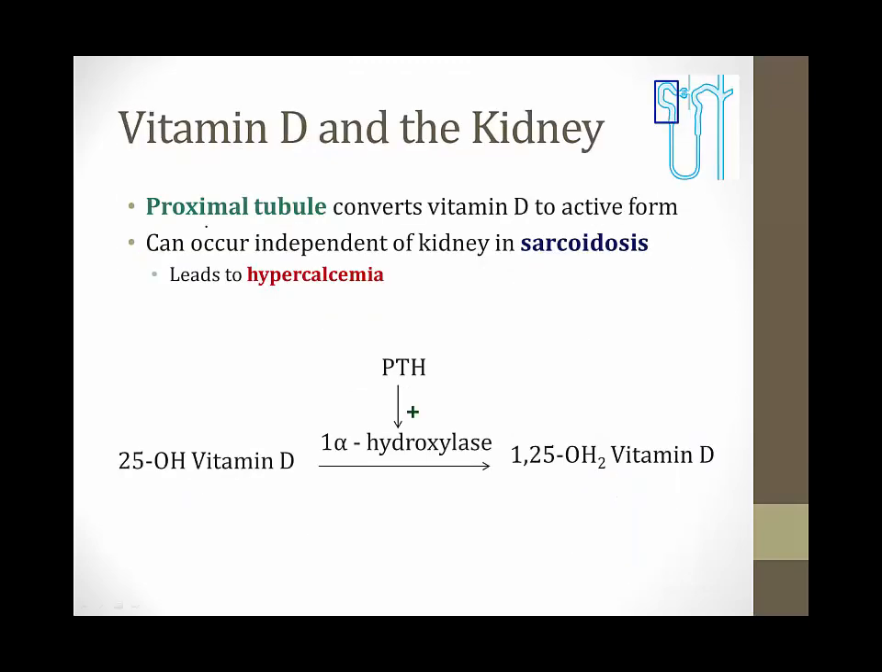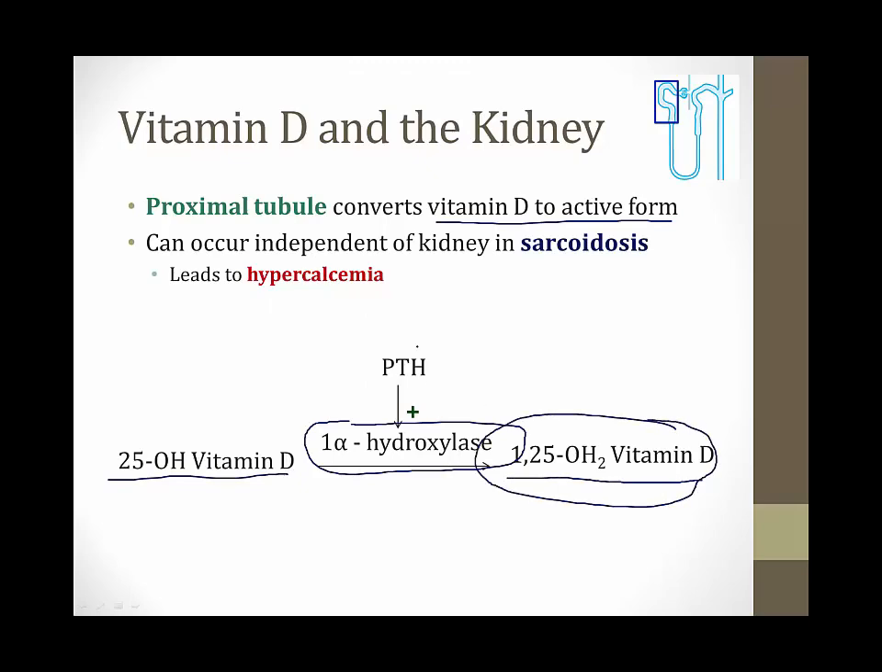Also in the proximal tubule, parathyroid hormone increases the conversion of vitamin D to its active form. There is an enzyme found in cells of the proximal tubule called 1-alpha hydroxylase. It converts 25-hydroxyl vitamin D into 1,25-hydroxyl vitamin D, which is the active form of vitamin D, and parathyroid hormone activates this enzyme.